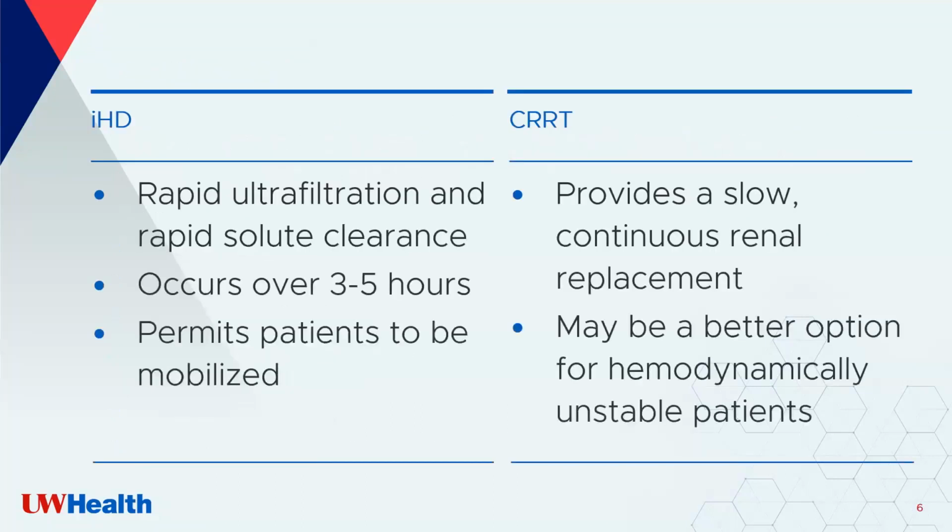To really provide a broad overview comparing the two different renal replacement therapies, intermittent hemodialysis does occur more rapidly over 3 to 5 hours. So it is better for patients that either have an acute intoxication or have any severe electrolyte abnormalities that need to be corrected pretty rapidly, because it has that rapid solute clearance. It also permits patients to be mobilized, so it may be preferred in more of our IMC or general care patients that are more stable and want to participate in either PT or OT throughout the day.